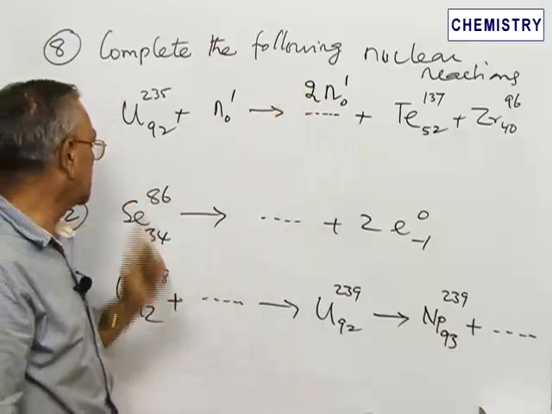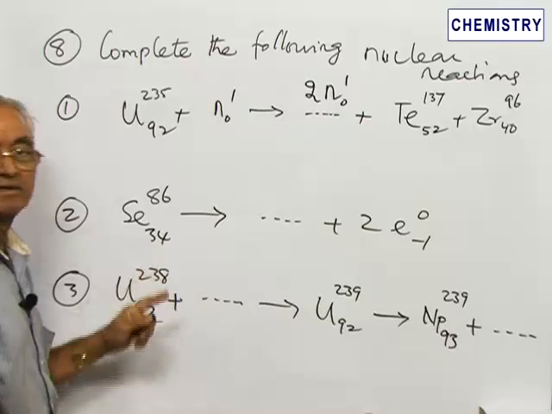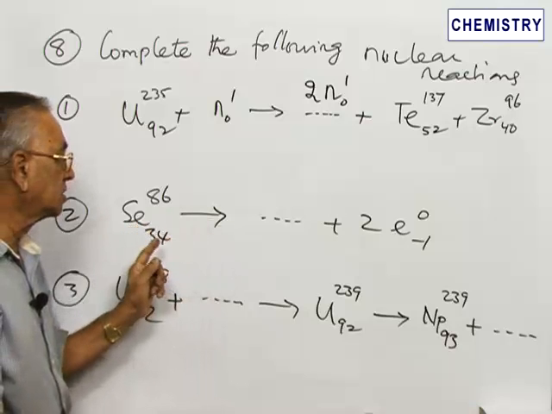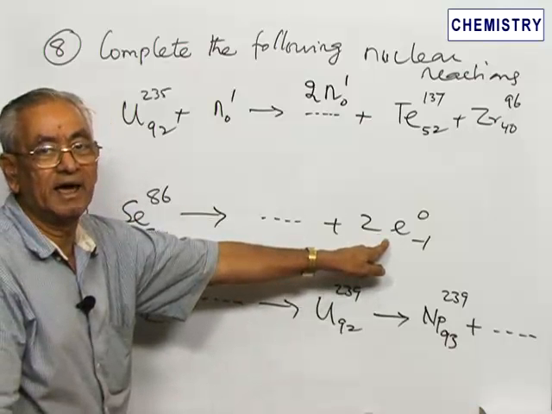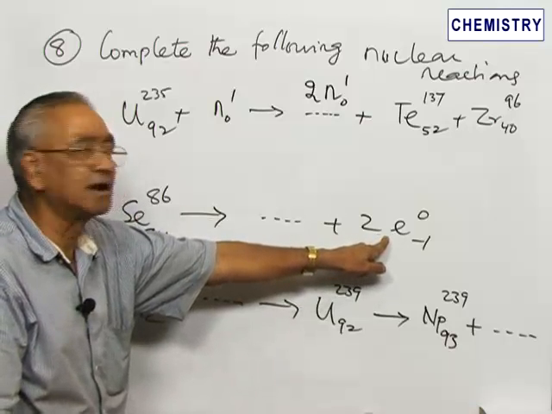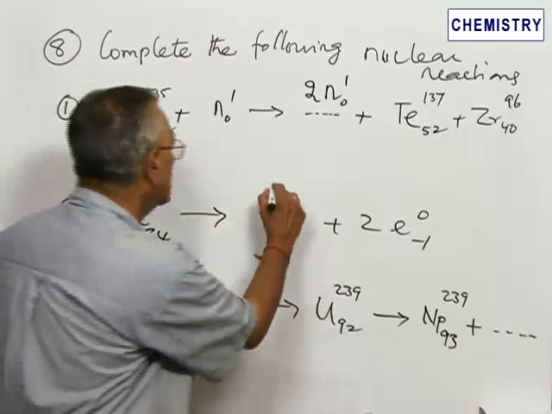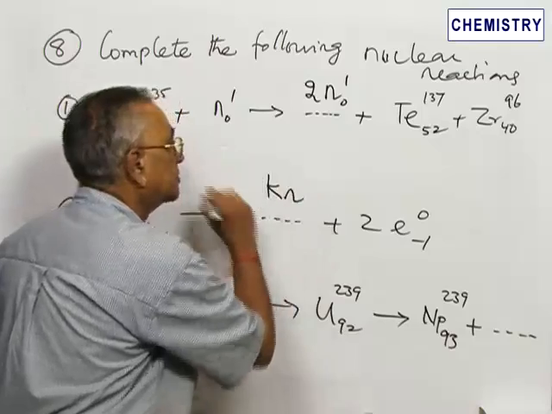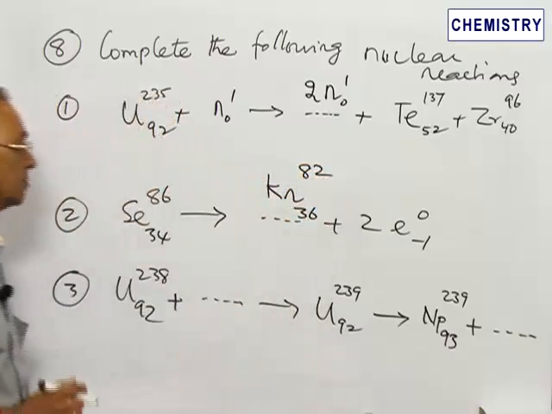Now let us go to the next question. This selenium-86 undergoes a change, releasing two electrons, so it looks like a beta decay. So what will be the resulting nucleus? The resulting nucleus is actually krypton, with atomic number 36.